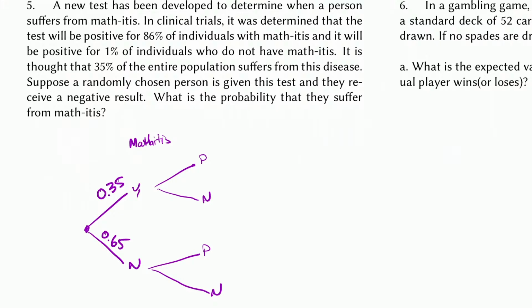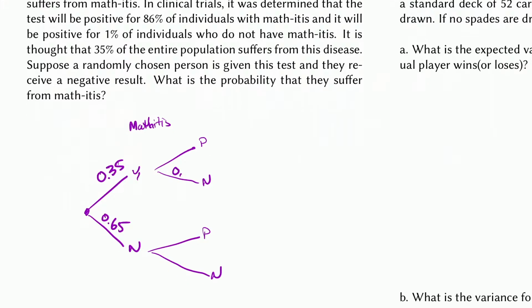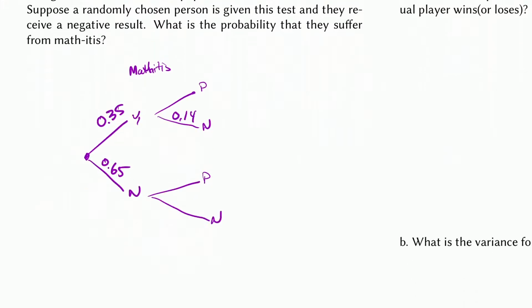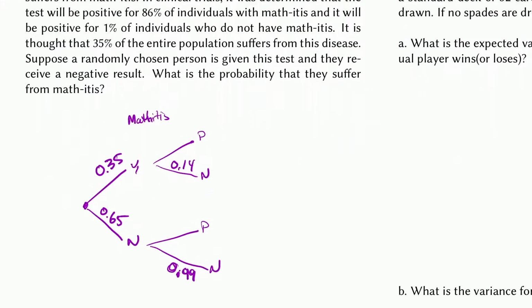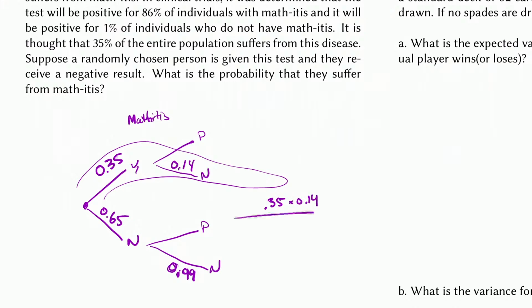And then if you have mathitis, let's see, positive, okay, positive. So if you have mathitis, it looks like there's a 14% chance that you'll test negative for mathitis, and a 99% chance you'll test negative for mathitis if you don't have the disease. And then we're just going to multiply these out. I'm not going to do the calculation, but it's what is the probability that you suffer? Okay, so this is 0.35 times 0.14 all over 0.35 times 0.14 plus 0.65 times 0.99.